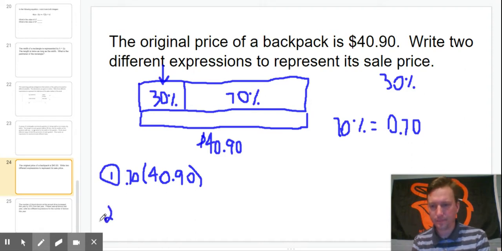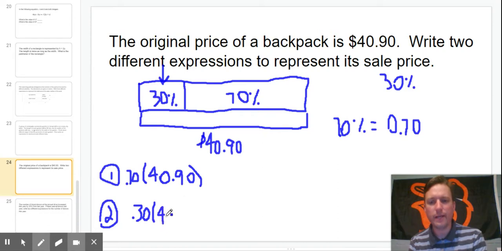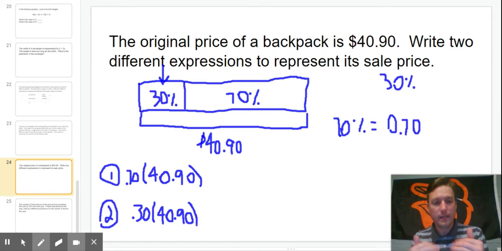A second way is to take the 30% and multiply that by our original price, which would be $40.90. Now, we have to be careful when we do this because this gives us the amount of money that would be taken off, the sale. It's not going to give us the sales price. It'd be the amount of money that you don't have to pay. So we would take this amount and subtract it from our original. This is going to give us the sales price.